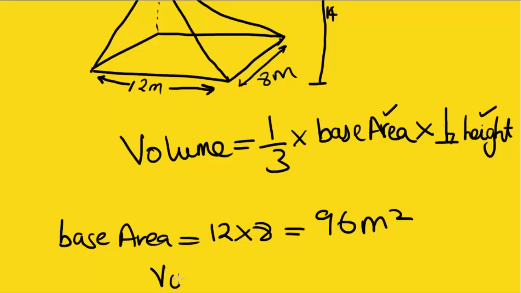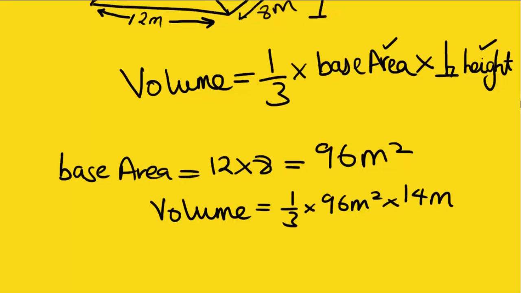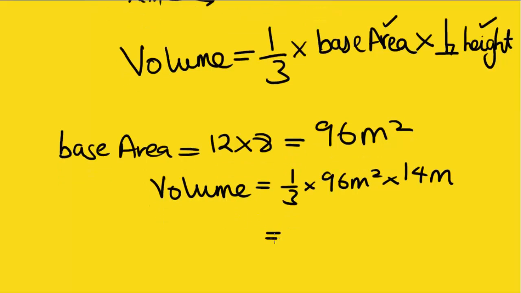Therefore, the volume is simply 1/3, just from this equation, times the base area, 96 meters squared, times the height, 14 meters, which gives you, well, 3 here, 2. So that's 2 times 14. You can get that with your calculator and you'll get 448 meters cubed.